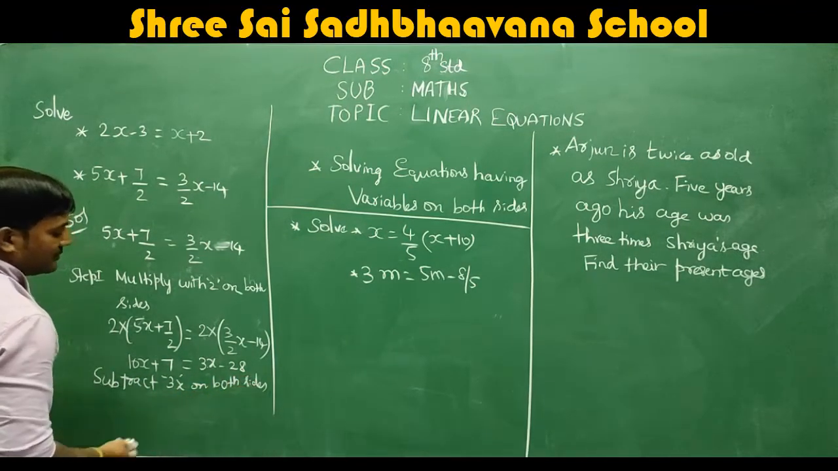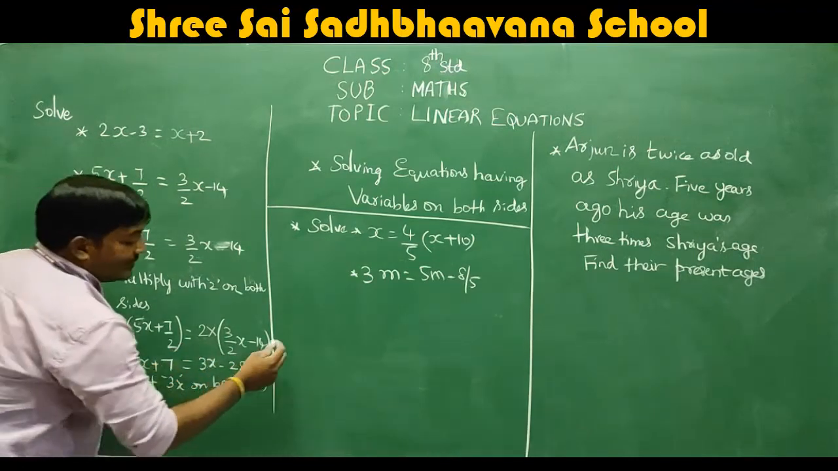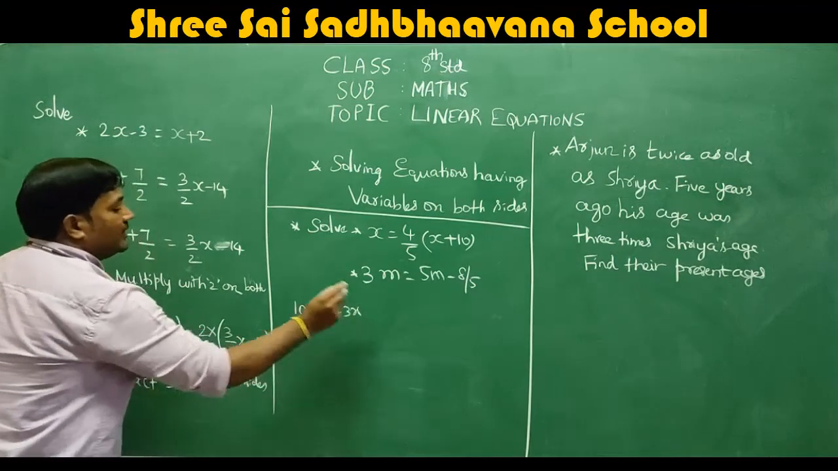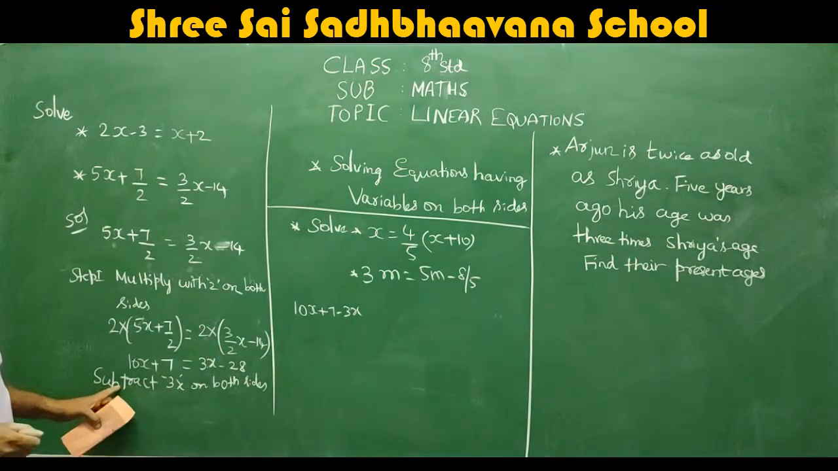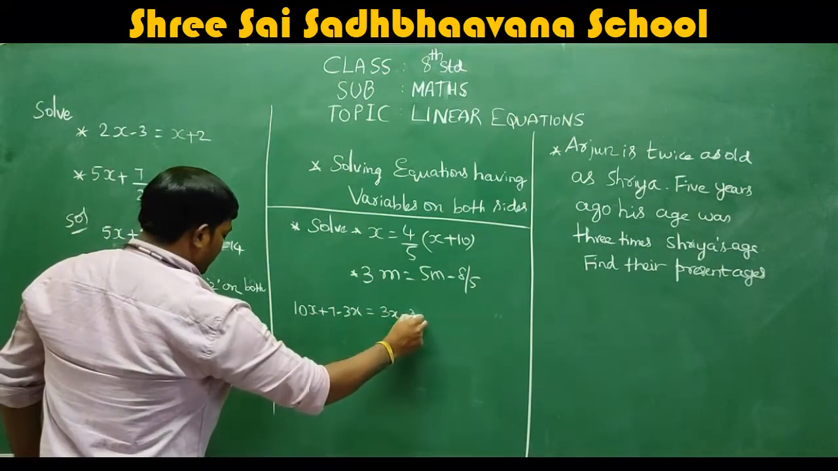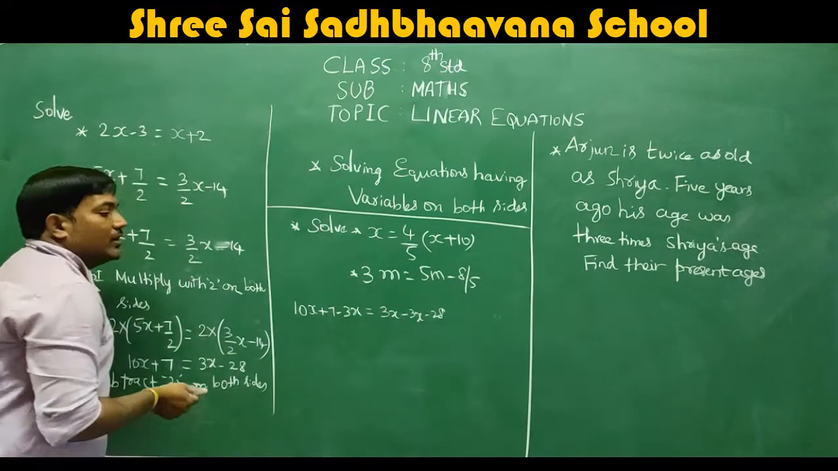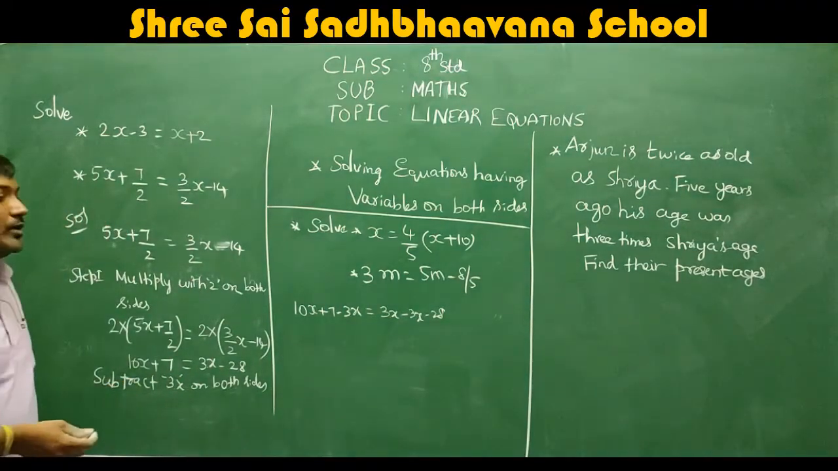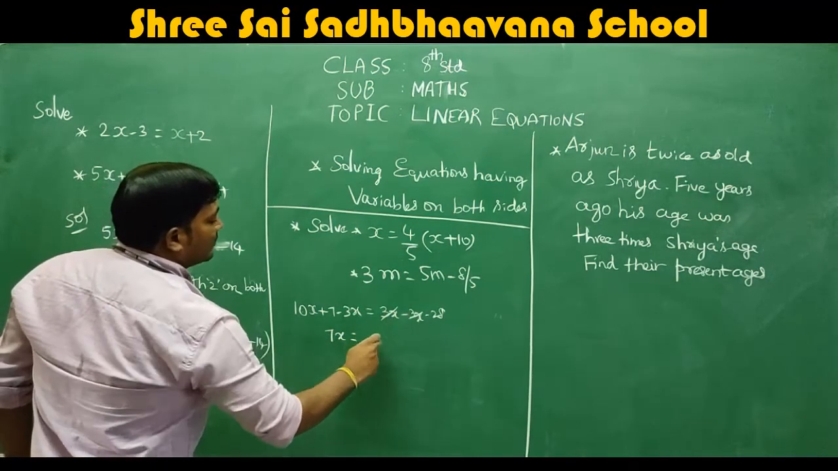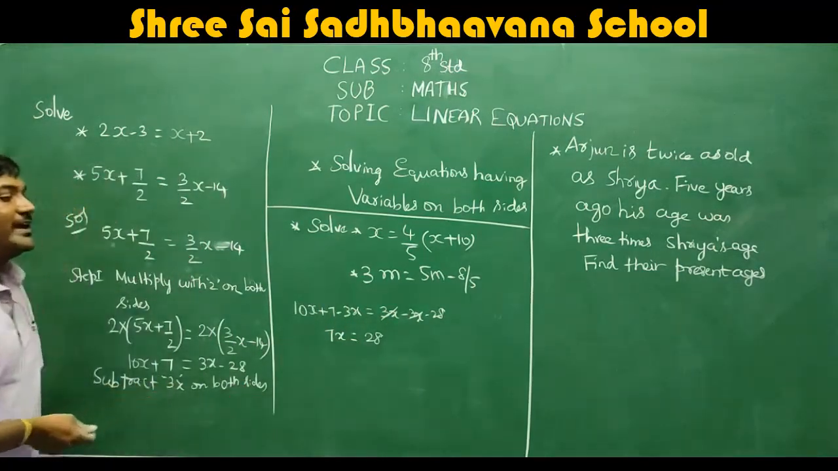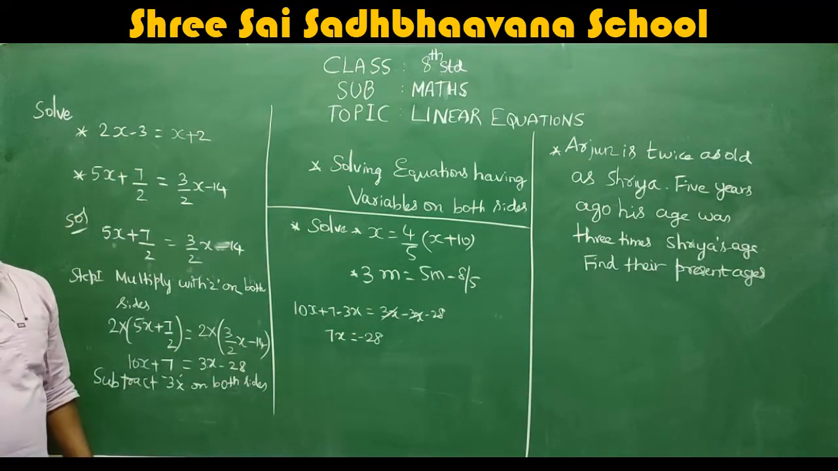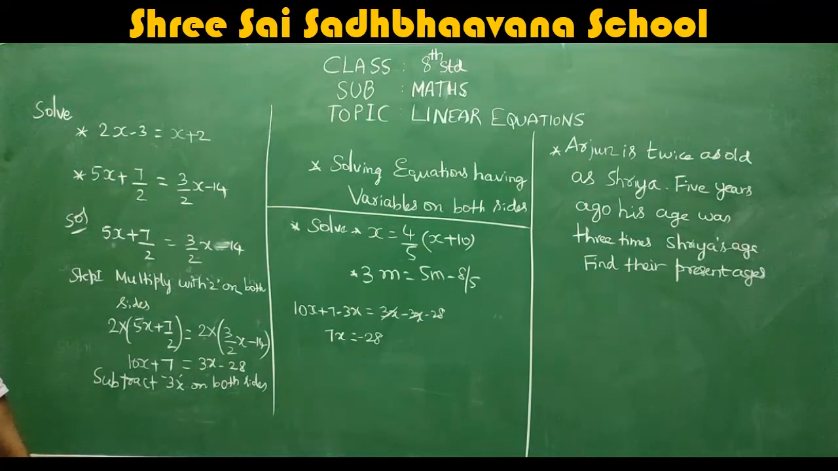So when I subtract 3x, what happens? I'll do here 10x plus 7 minus 3x. As I said, you are subtracting, so you should do it on both sides, correct? You cannot do it on only one side, obviously. So 10x minus 3x is 7x, and the 3x gets cancelled. You will be left with minus 28. I hope you understood this.